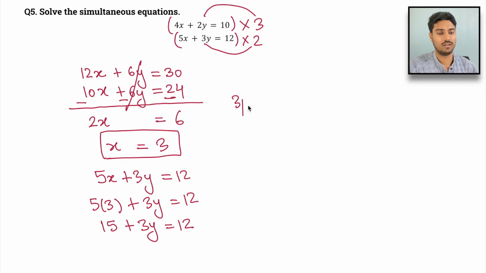So 3y equals 12 minus 15. So 3y equals minus 3, y equals minus 3 by 3, that's negative 1.